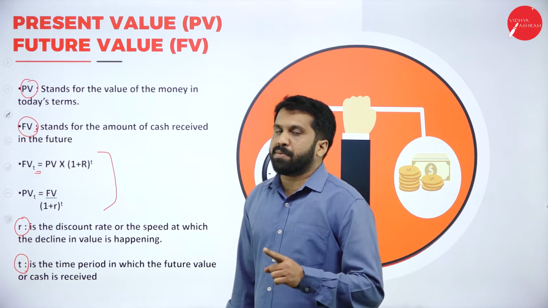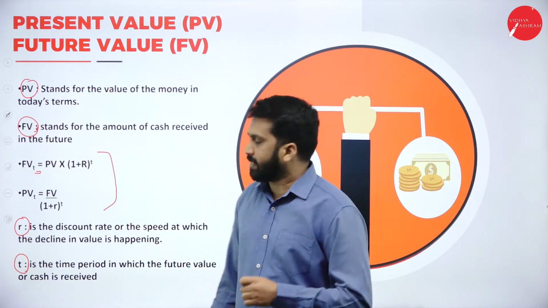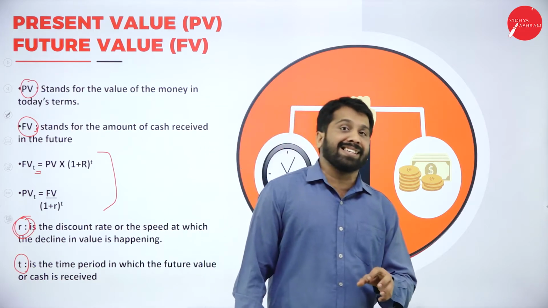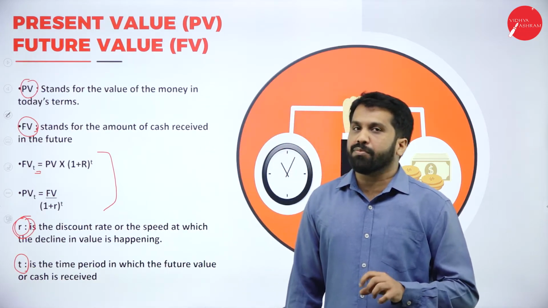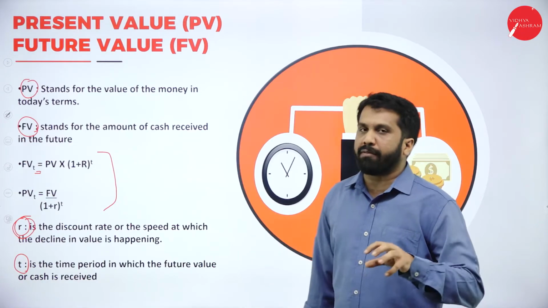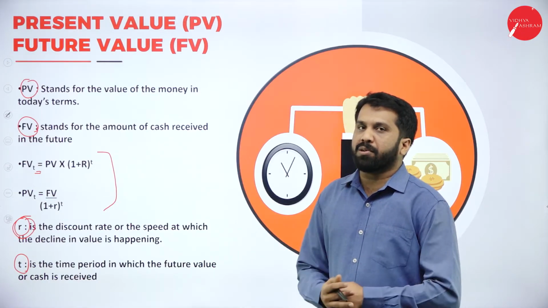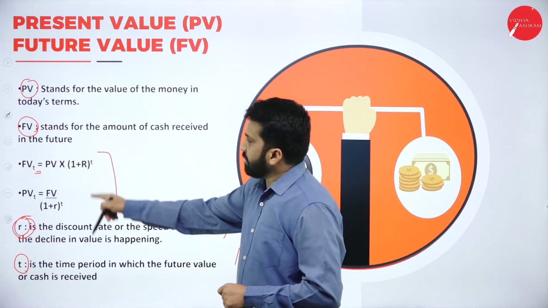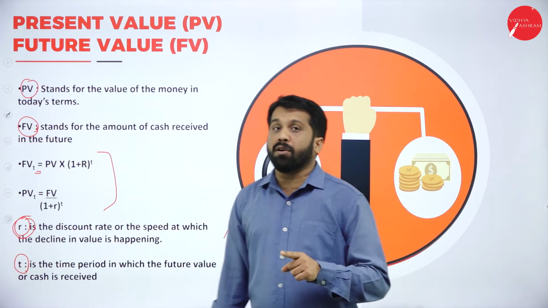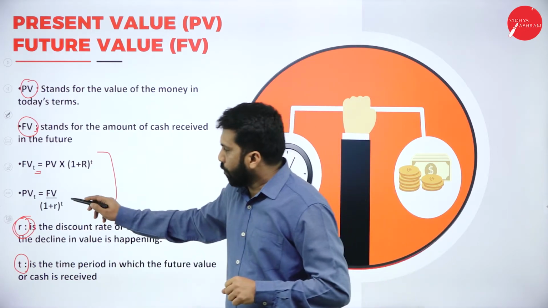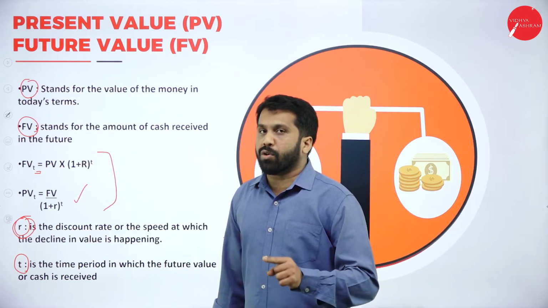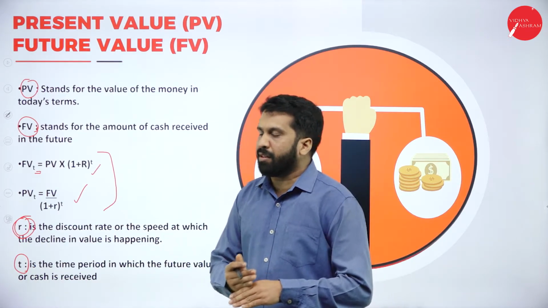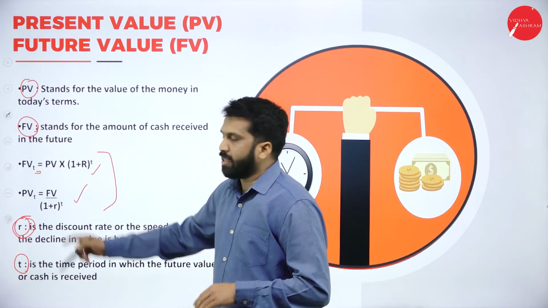Remember, whatever percentage is given in the question is called rate or R. Whatever is given in the question as T, T stands for time, and how many years you have kept your deposit, we call it time. Hope you understood. Now, these are the two formulas you have. If you want to find out present value, go for this formula. If you want future value, go for this formula. Both are similar. Here we multiply, here we divide.